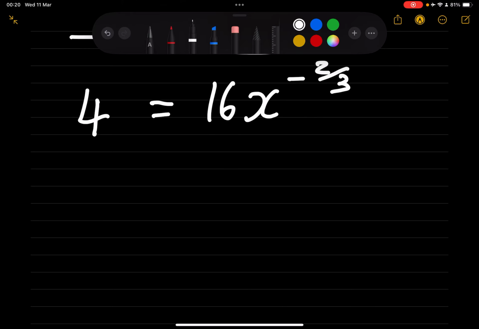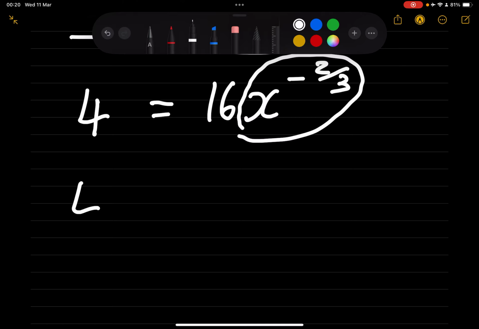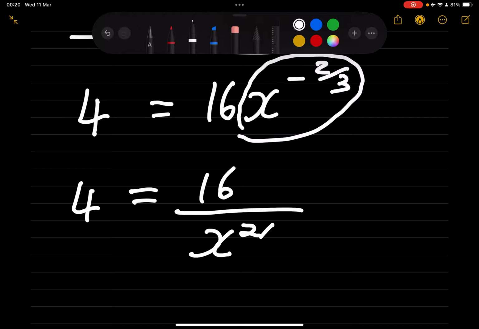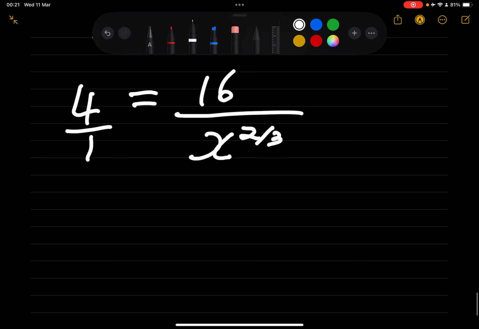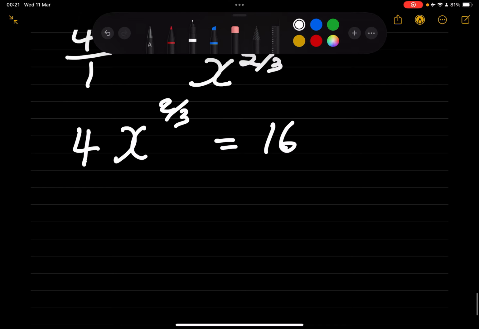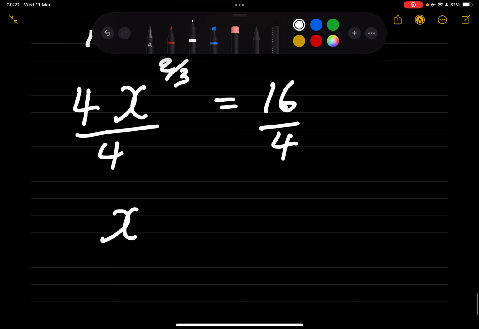So now I need my exponential part to be positive. I'm going to have 4 is equals to 16 over x to the power 2 over 3. You see, it was on the numerator. I take it to the denominator so that the sign of the exponent can change. Then 4 is over 1. I can cross multiply. I have 4x to the power 2 over 3 equals to 16. Then I divide both sides by 4. Then I'm going to have x to the power 2 over 3 equals to 4.